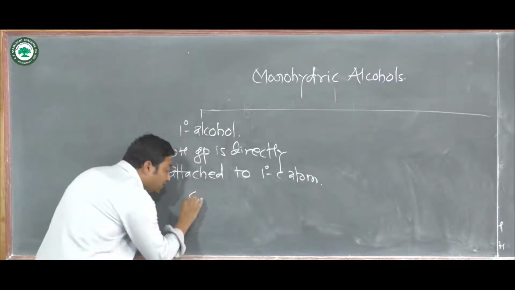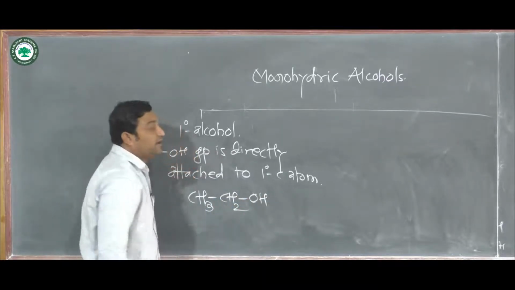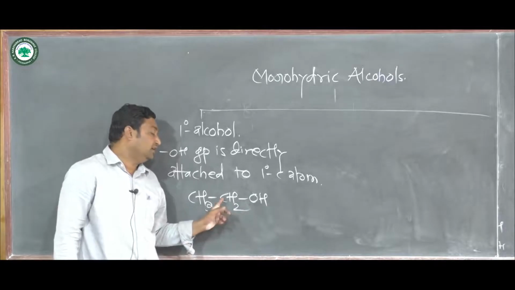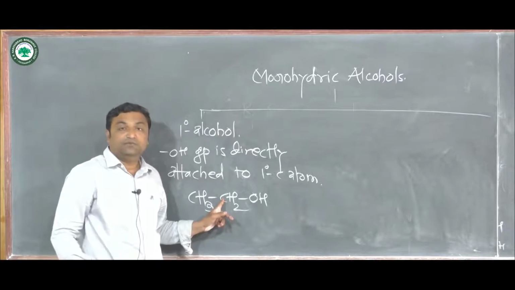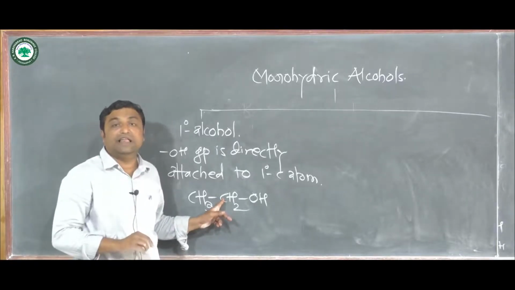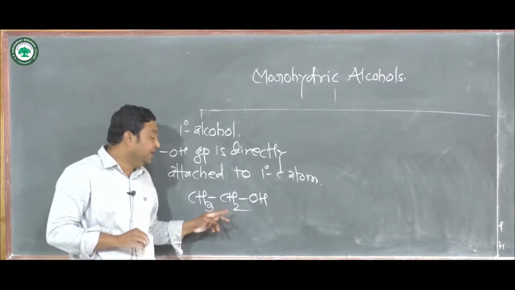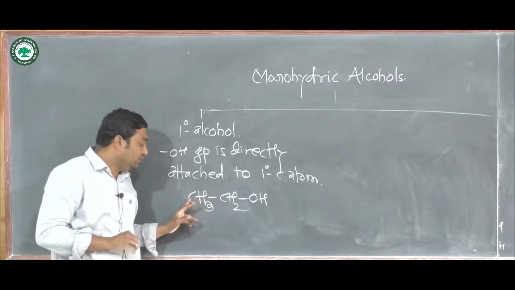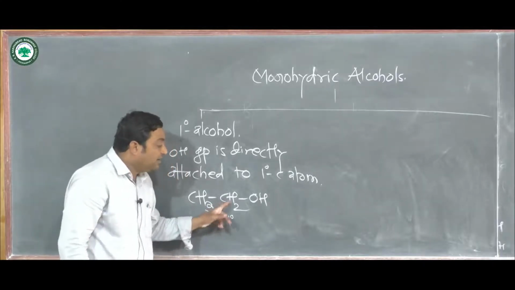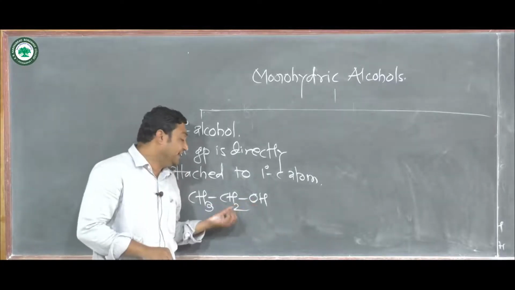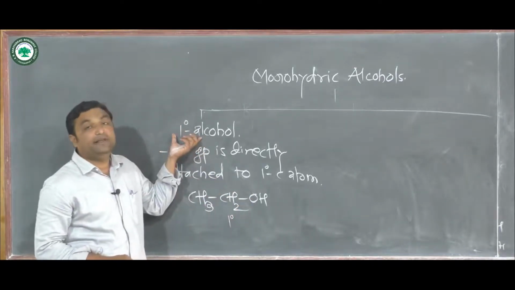For example, ethyl alcohol. This OH group is present on this carbon atom, and we know that a carbon atom to which only one carbon is directly attached is called a primary carbon atom, and here this carbon atom is directly attached to only this carbon atom. It means it becomes primary in nature. And if OH group is directly attached to primary carbon atom, then that alcohol becomes primary alcohol.